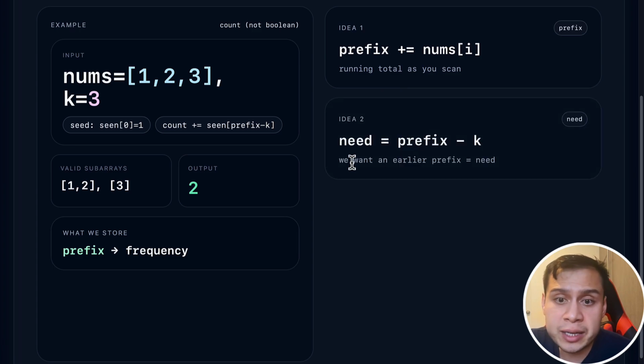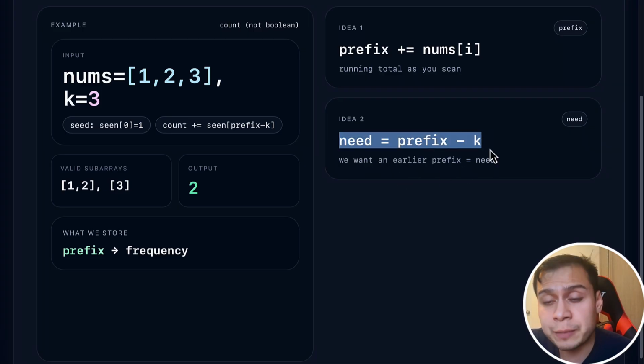The second idea is the need variable. Need is basically calculated as prefix, this running total, minus the target number k. At each spot, we have a need number that can be calculated. For example, at spot 2, we have a prefix of 3 because 1 plus 2 is 3. And then 3 minus k, this is 3. So need on the second position is 0. So that is how we calculate it. And then this means that it's an earlier prefix. This becomes really easy to understand when we do the animation.